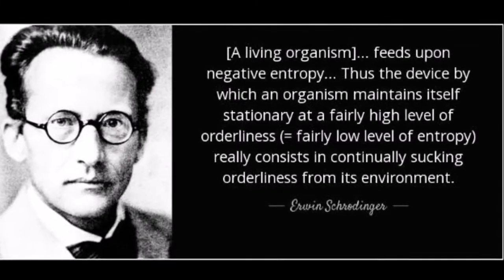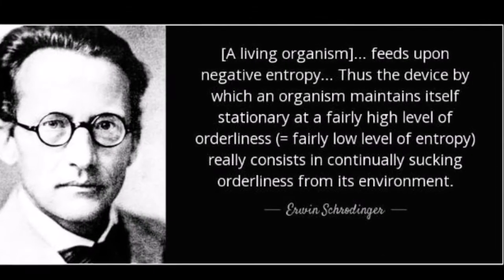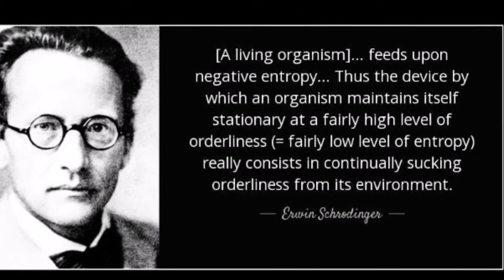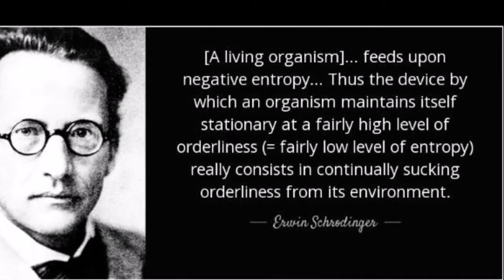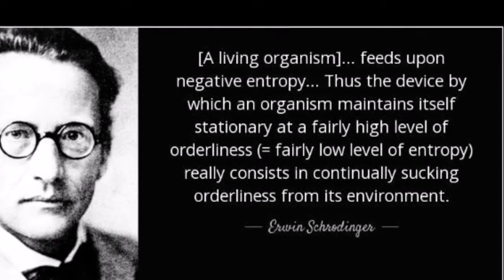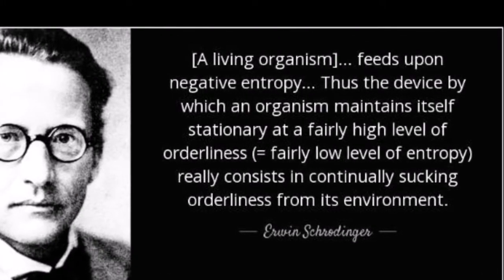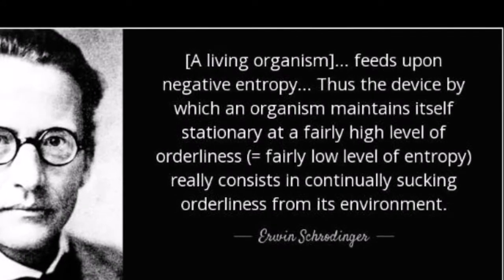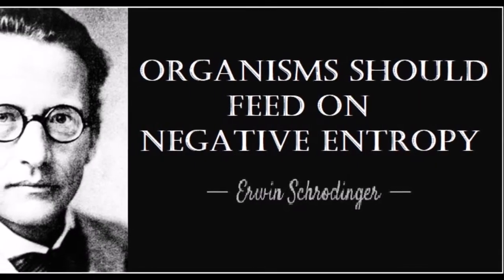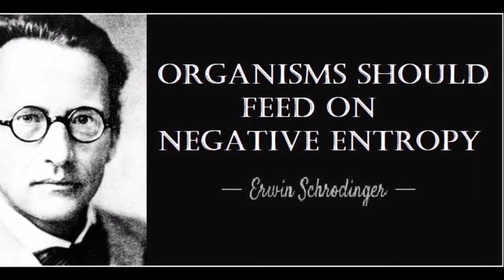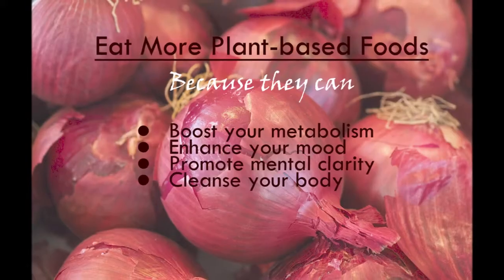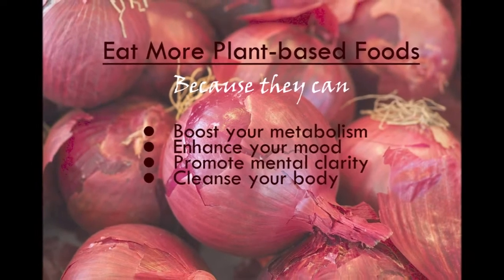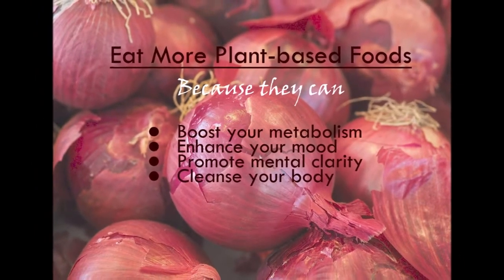Because as Schrödinger said, there's a negative entropy. It's a device that the organism uses to maintain itself in an orderly fashion, to be able to fight against the sucking of a thermodynamic environment. So, without doubt, organisms should feed on negative entropy. We need foods that have that negative entropy. And the number one place we're going to find it is in plants, because plants have that negative entropy.